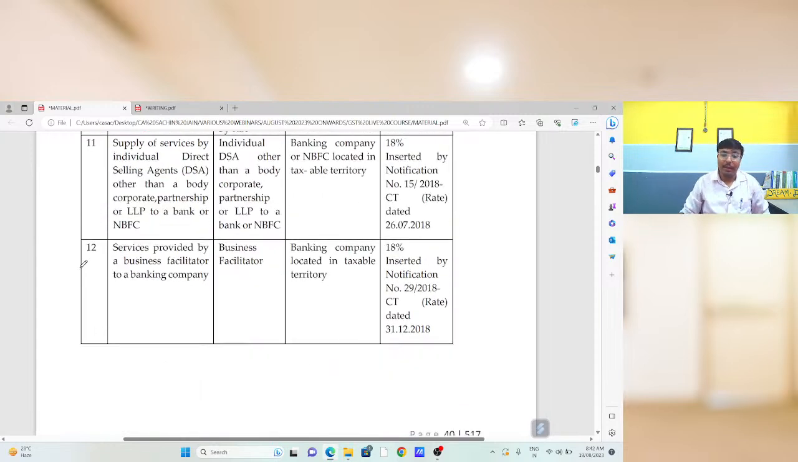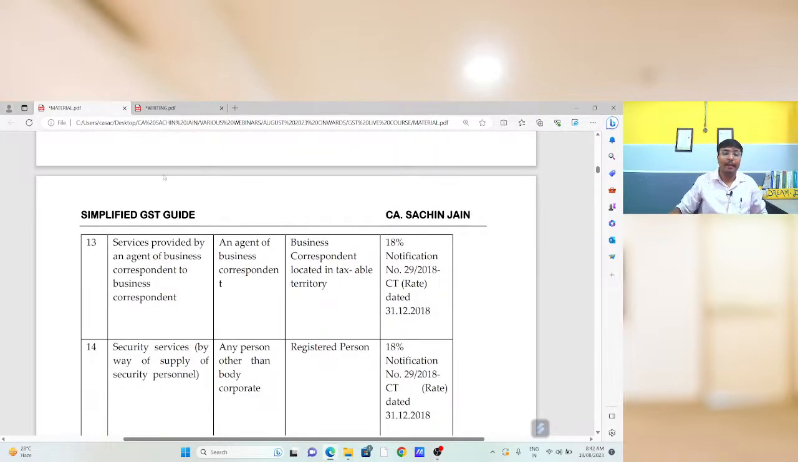Now, there are certain business correspondents and business facilitators who are also appointed by the banking industry. Those business correspondents and business facilitators are providing their services to the banking company. In that case, that business facilitator or service provider is not liable to make the payment of taxes. That banking company is liable to make the payment of taxes. Similarly, services provided by an agent like a business correspondent, in that case also that business correspondent is not liable to make the payment of taxes. That business entity is liable to make the payment of taxes.